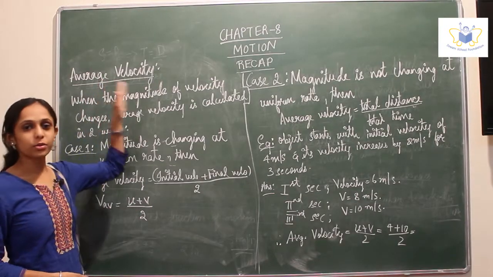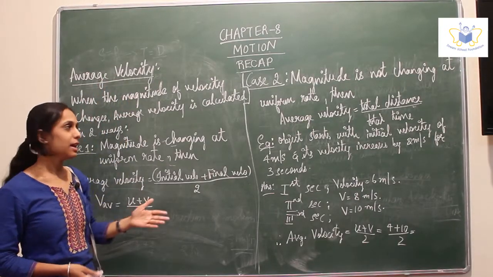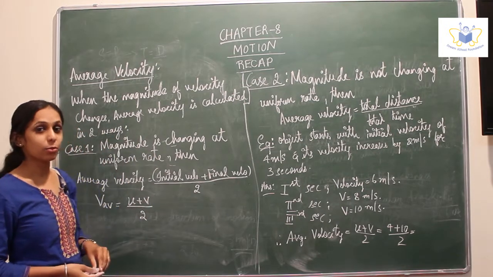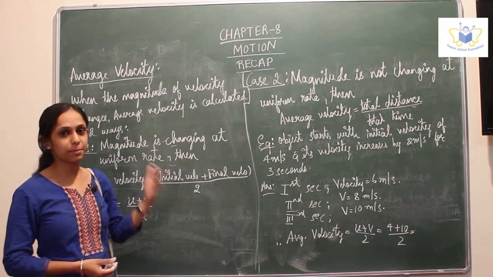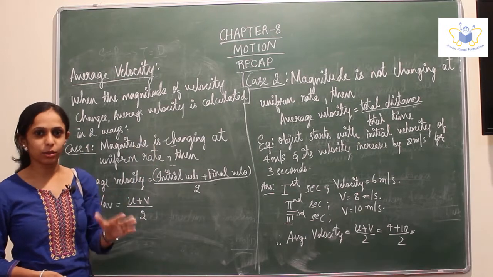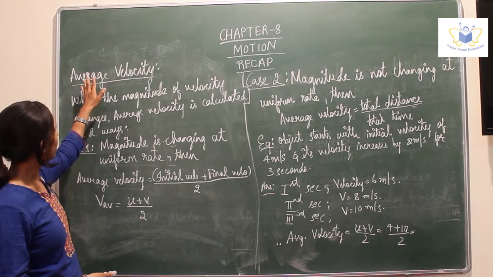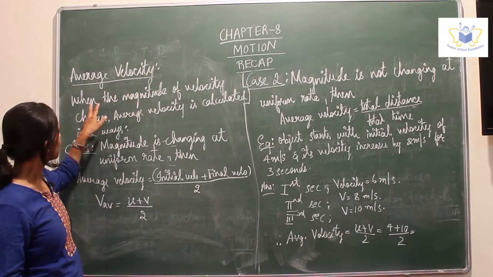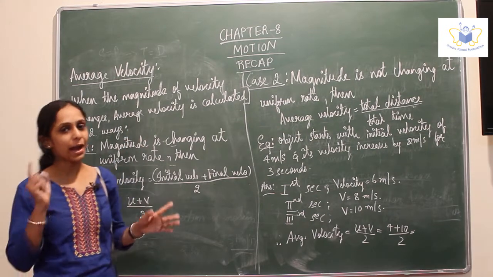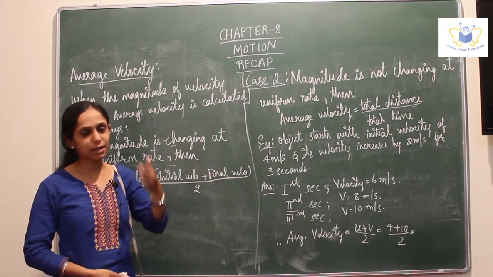Now we learn about average velocity. Previously you learnt about average speed. What was the formula for average speed? Total distance by total time. Similarly, what is average velocity? To find average speed you had only one formula, total distance by total time.